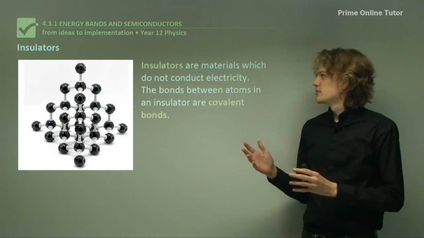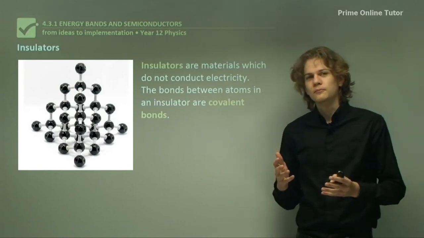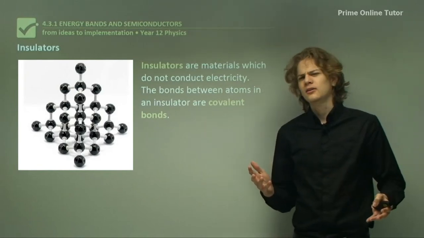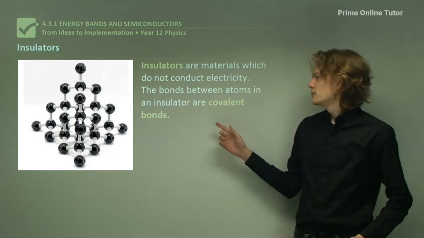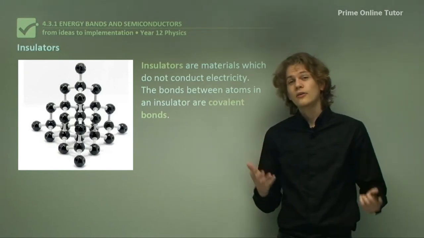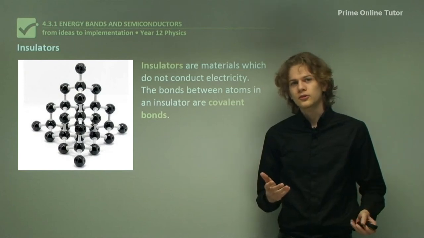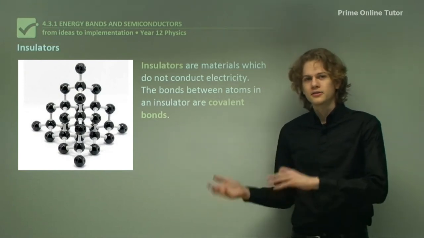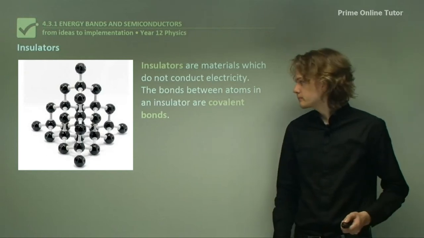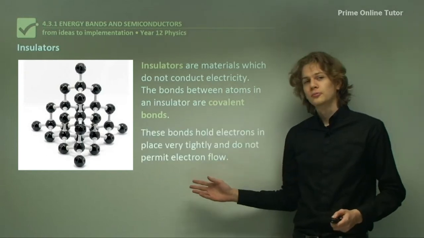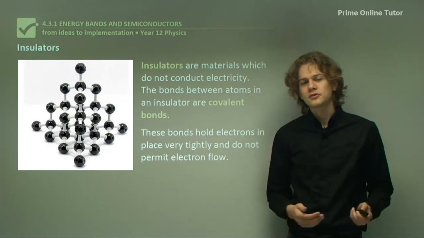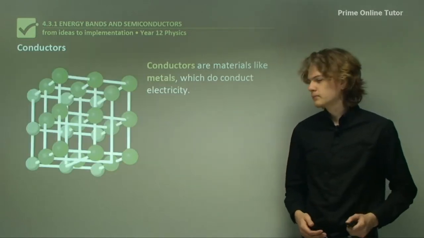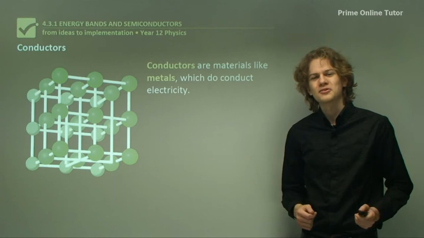Now insulators are materials that do not conduct electricity, no matter how hard you try. Unless you try really, really hard. So the bonds between atoms in an insulator are made of covalent bonds. And structures like this are things like glass and diamond and charcoal. Now these bonds hold electrons in place very tightly, and that means that the electrons can't move and the substance can't conduct electricity. You can learn more about that in chemistry.